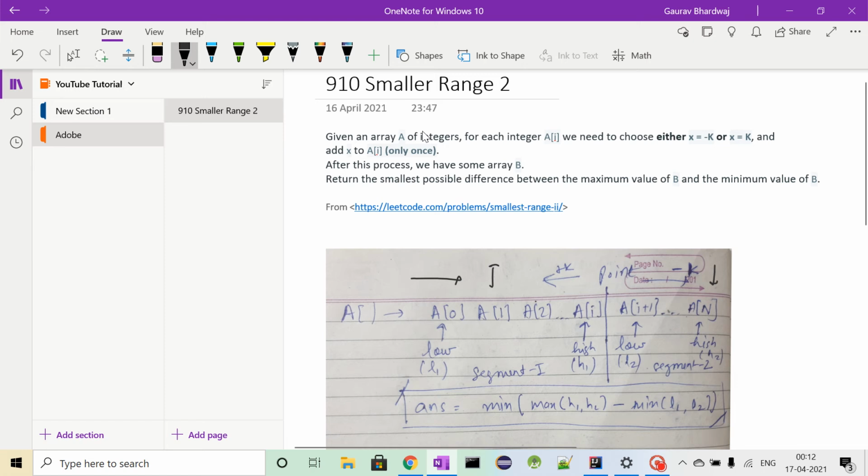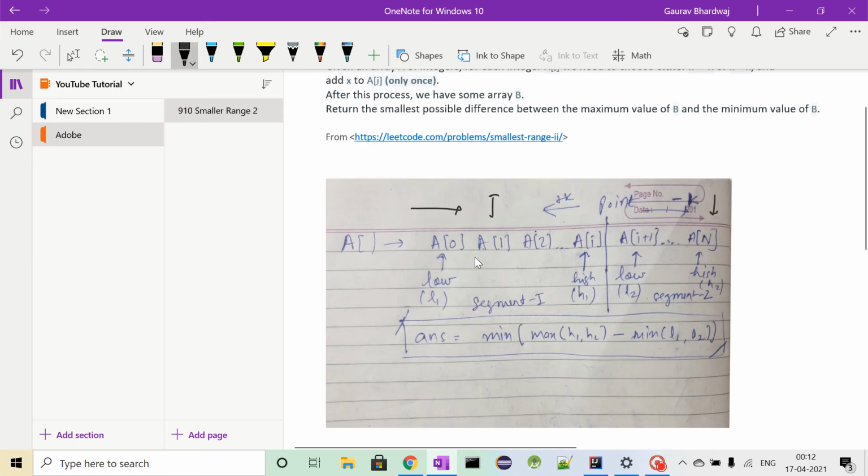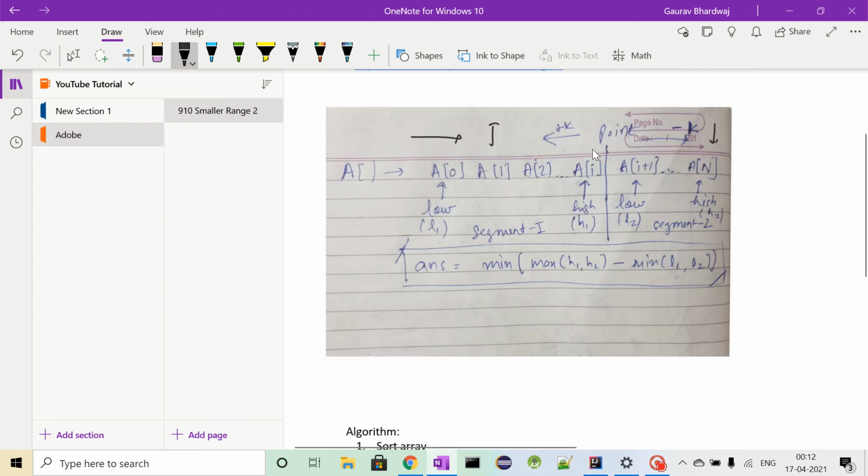So we are given A, and we will be sorting the array such that A1 is greater than A0, A2 is greater than A1, and so on, An is greater than An minus 1. So how are we going to approach this problem? We will consider an arbitrary point p. Now the left side of p will be segment 1, and the right side will be segment 2. Now the values in segment 1 will be less than the values in segment 2.